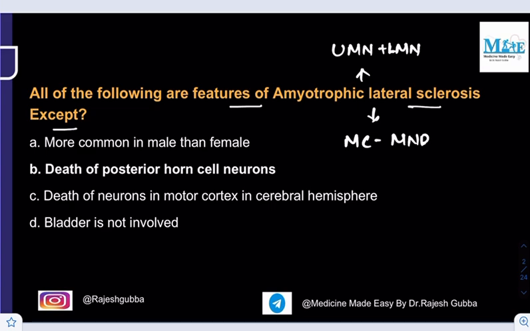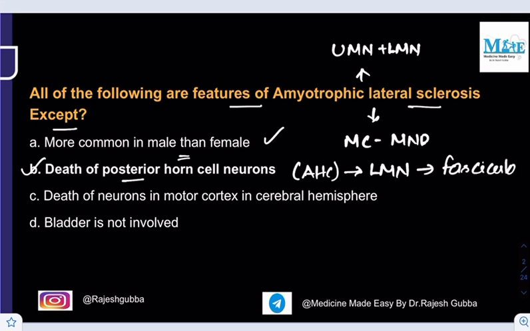In amyotrophic lateral sclerosis, it is more common in males rather than females. These patients in ALS will not have death of the posterior horn cell, it is the death of the anterior horn cell. Because of the involvement of the anterior horn cell, the individual will have lower motor neuron manifestations, and the pathognomonic features will be fasciculations. There is also death of neurons in the motor cortex in the cerebral hemisphere, and that will be responsible for the upper motor neuron manifestations. And bladder is not involved in patients with amyotrophic lateral sclerosis.